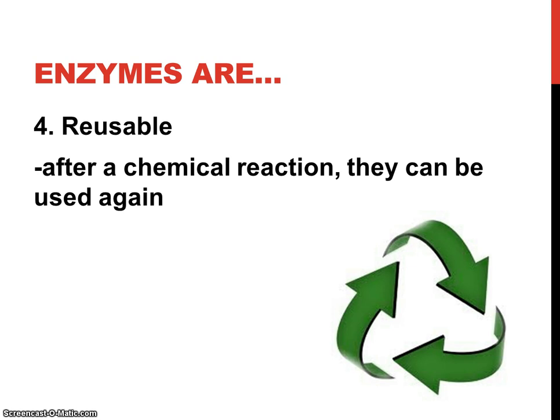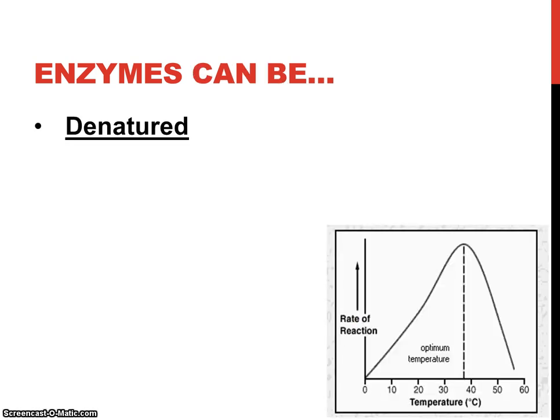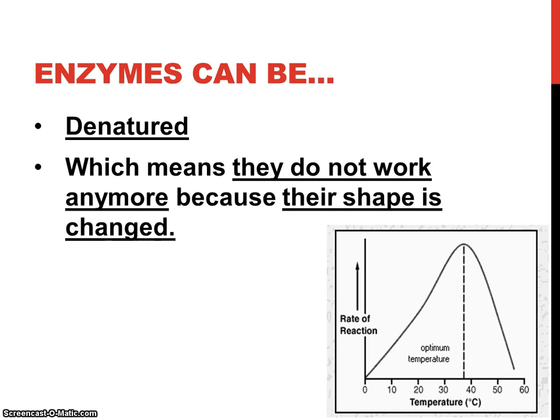So moving on, enzymes can be what's called denatured. Think about nature, it's kind of like natural. Denatured means unnatural. It's when an enzyme loses its shape and can no longer function. Okay, so an enzyme does not work anymore because its shape has been changed. This can happen due to changes in temperature or pH.